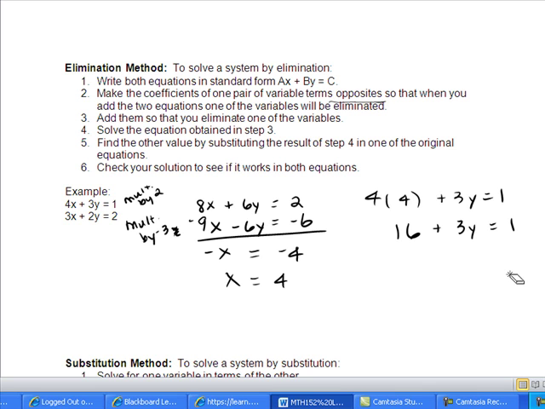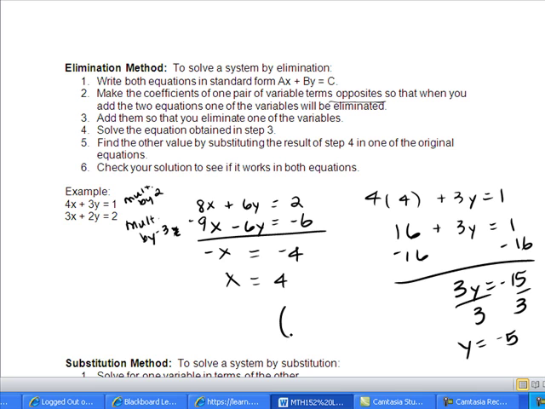Sometimes you will get a false statement. You'll get something like 0 equals -10. In that case, the lines are parallel, which means the solution set is the empty set. Okay, so those are two things that may crop up as you're working on these problems.